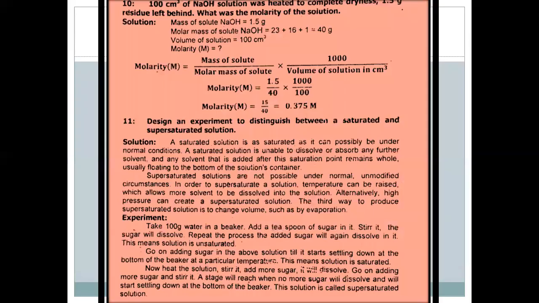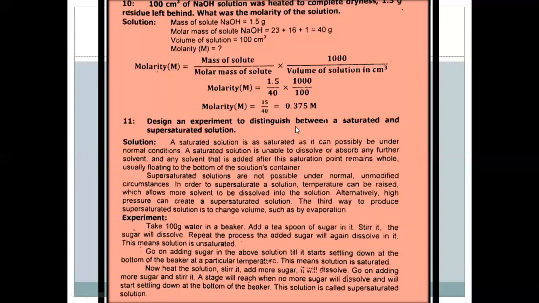Question number 10. 100 centimeter cube of sodium hydroxide solution was heated until dryness and 1.5 gram residue was left behind. What was the molarity of the solution? Again, molarity. Mass is 1.5 gram and volume is 100 centimeter cube. Molar mass of sodium hydroxide we know is 40, and by putting all these values into the formula, 1.5 grams by molar mass of sodium hydroxide into 1000, volume in centimeter cube is 100. Answer is 0.375 molar.